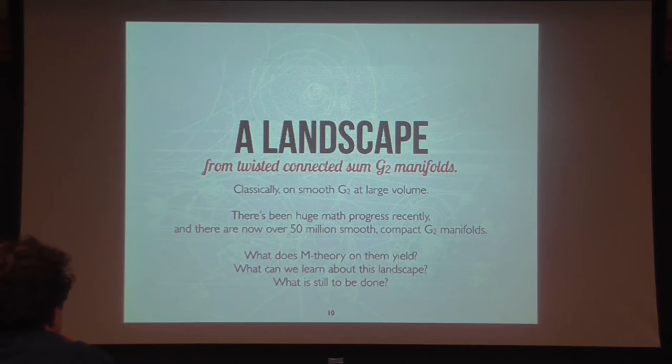Those are the physics ingredients that I'm going to bootstrap in. Classically, I mean that this is a classical landscape on smooth G2 at large volume. It's really an 11D supergravity landscape, but I don't think anyone's going to take issue with that. There's been huge math progress on these manifolds, so the question is, what does M-theory on them give you? What can we learn about the landscape? What is there still to be done? Are there places where the choices that the mathematicians make made us think it was one way physically when it could have been something much more general? Questions like that.